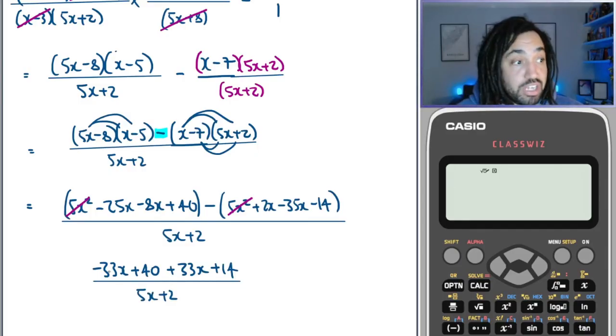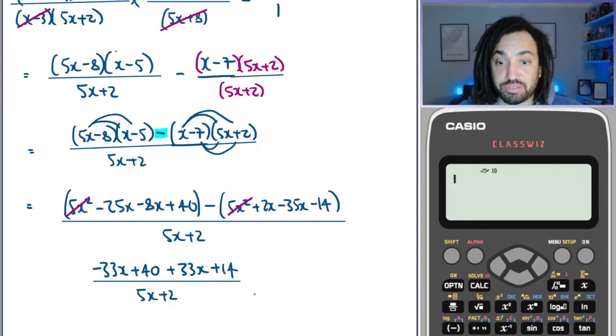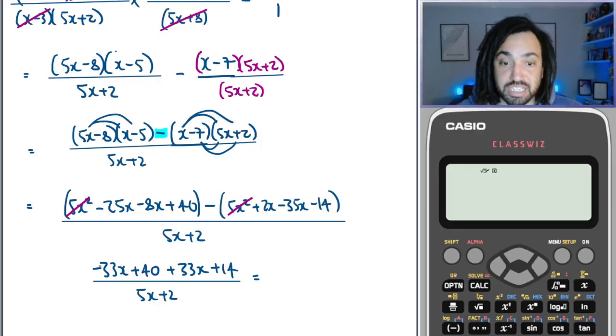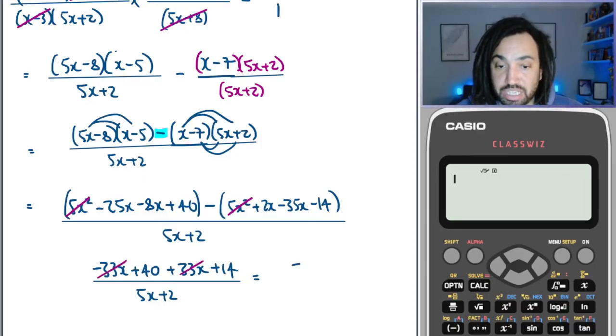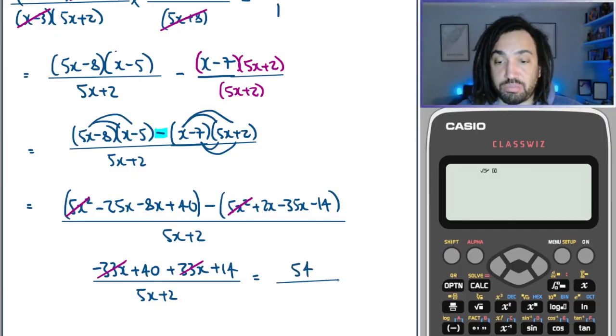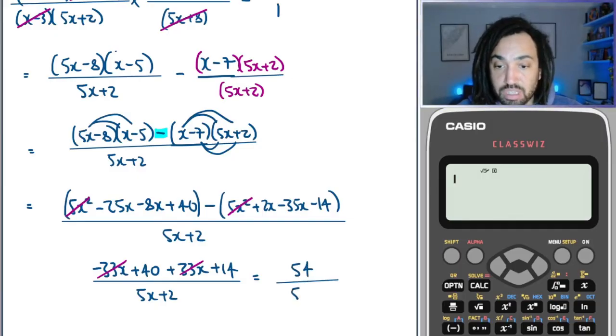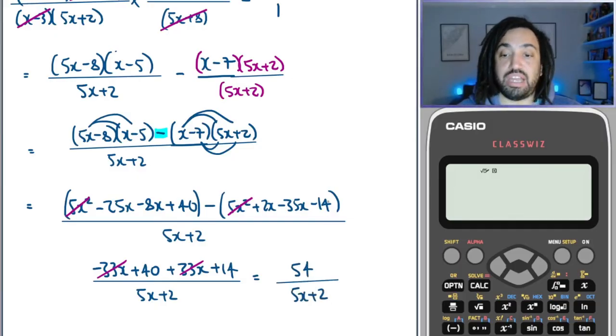And then here we've got a minus 33x plus a 33x, which are going to cancel out because that makes 0. So that allows me to then simplify the top to become 54, and that is over 5x plus 2.